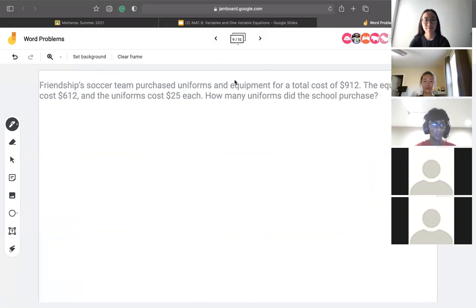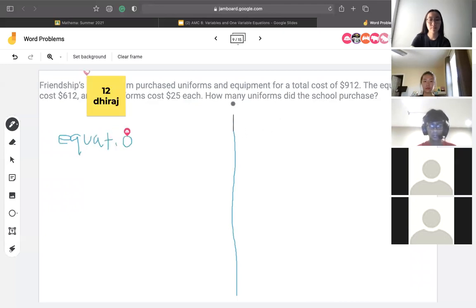Okay. Friendship's soccer team purchased uniforms and equipment for a total cost of $912. The equipment cost $612 and the uniforms cost $25 each. How many uniforms did the school purchase? So on one side, write the equation, and on the other side, write your answer.